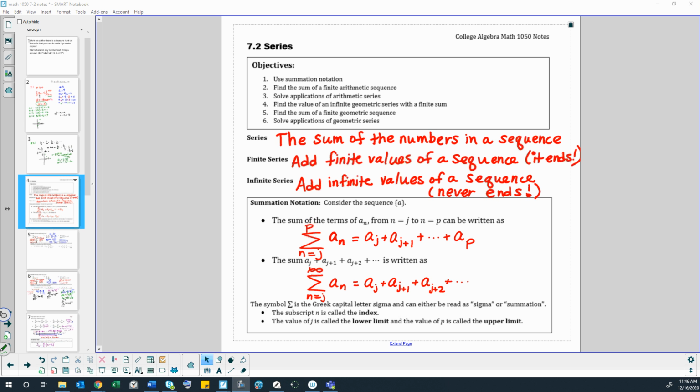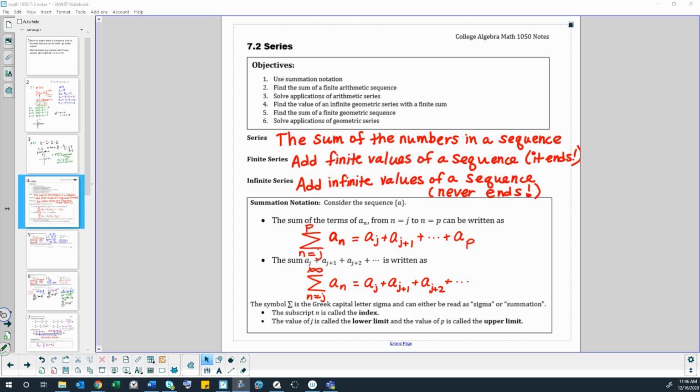An infinite series can only be done with a specific type of sequence, with geometric sequences that get smaller and smaller and smaller. So we literally can add infinite values of a sequence together and get a sum, because eventually the numbers we're adding get so small that it's like we're adding nothing. So we've ended up at a number. So we will get to that in a few minutes.